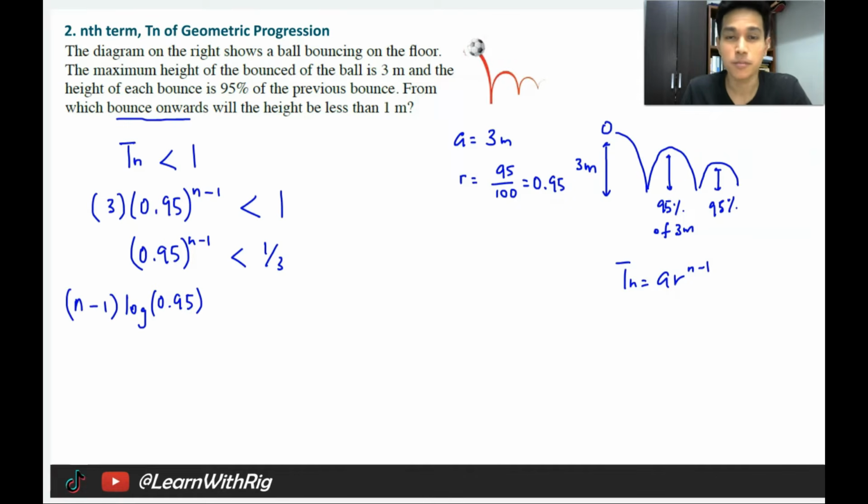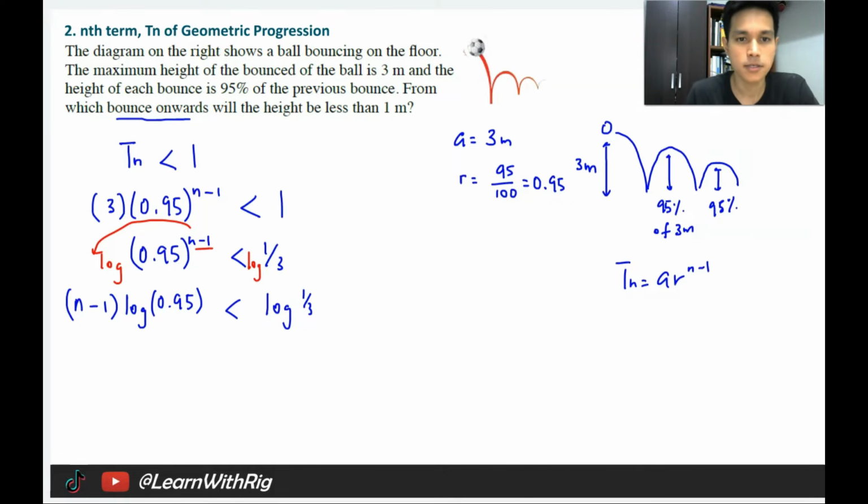Now if you don't understand what I'm doing, if you have no idea what I'm doing here, please watch chapter 4. I've covered indices and log. So now I bring the n minus 1 forward, less than log 1 over 3. In other words, I'm adding log here, and I'm adding log here, and the n minus 1, I bring it forward. So that's the rule here.